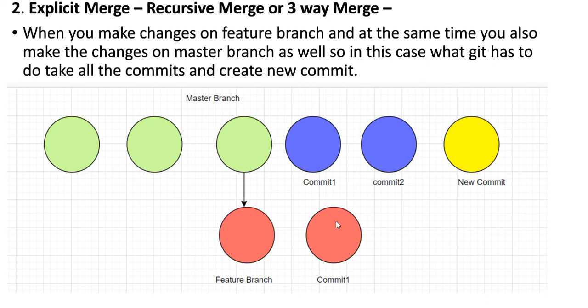Now we need to take all these changes and create a new commit. This is called a three-way merge process, or explicit merge process. In this case, Git will take all the changes and create a new commit for you. So your branch will look like this format.